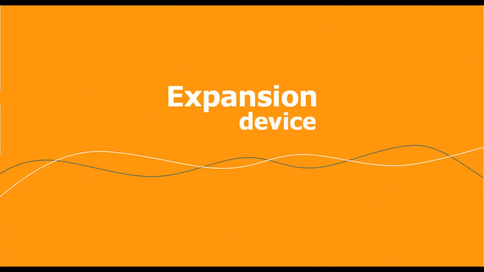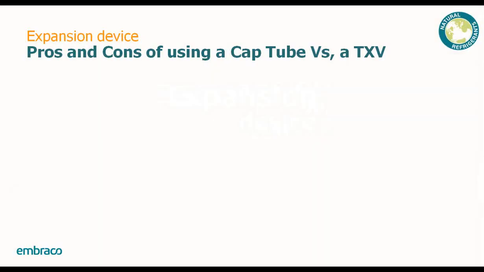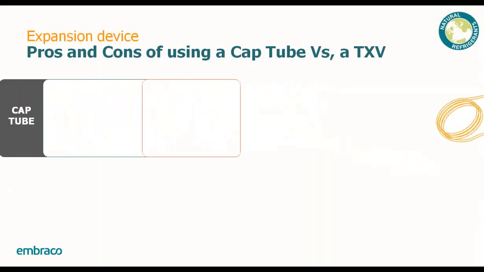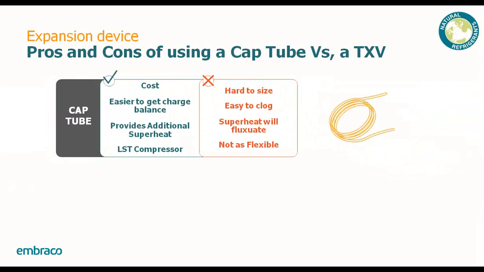Now we're going to move on to our expansion device. Expansion devices are cap tubes and TXVs. The advantage of cap tubes is that they're very inexpensive, they're easy to get a charge balance from, and you can use them as a suction to liquid heat exchanger to get additional superheat and additional subcooling into the compressor and out of your condenser. Also, they do not require a high start torque compressor, and you can use a lower start torque.